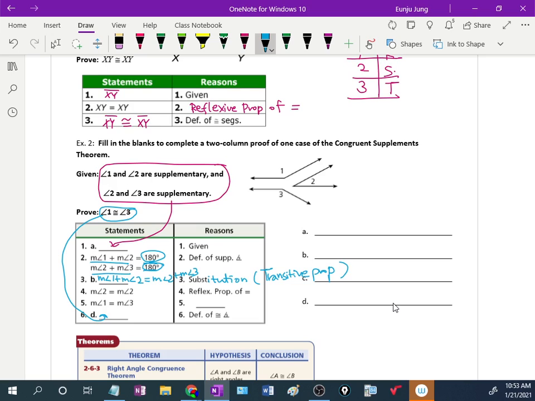I can say measure of the angle 2 is same as measure of the angle 2 by using reflexive property of equality. So if they are same and I can consider removing those two at the same time and I can conclude the left and right hand side like this. What did I do? I subtract, right? So this is subtraction.